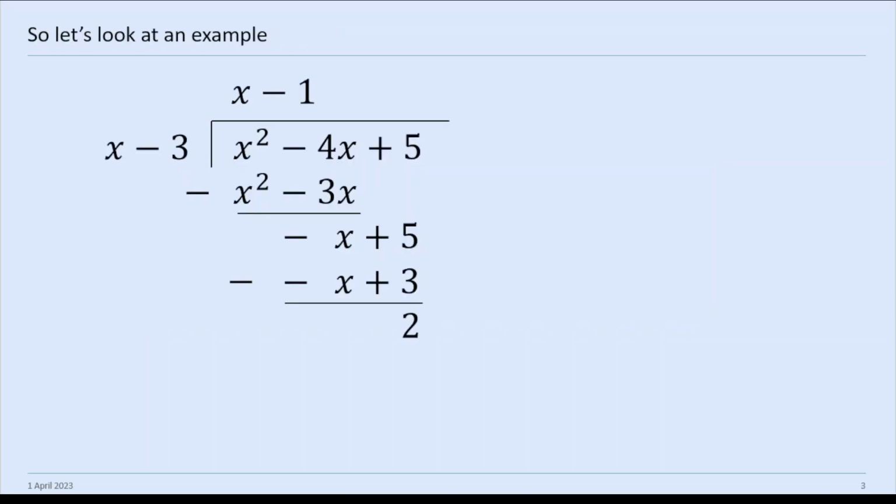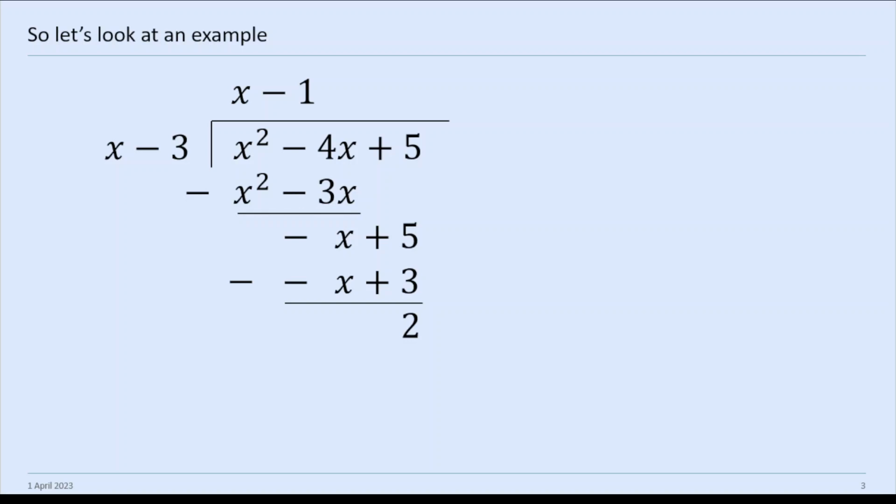So let's look at an example. Let's say our polynomial is x squared minus 4x plus 5. So we're going to divide this by x minus 3 by polynomial division. We looked at this in a previous video. I'll put a link in the description. So we can see that when we carry out this long division, we get a remainder of 2.